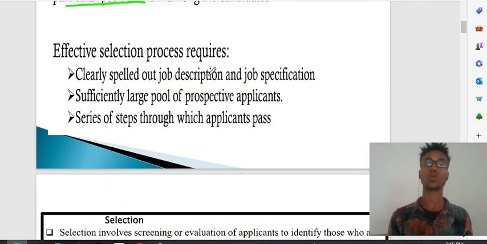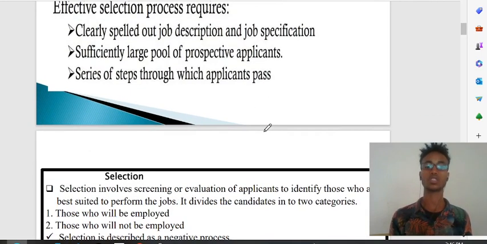Effective selection process requires a clearly spelled out job description and job specification, a sufficiently large pool of prospective applicants, and serious steps which applicants pass.